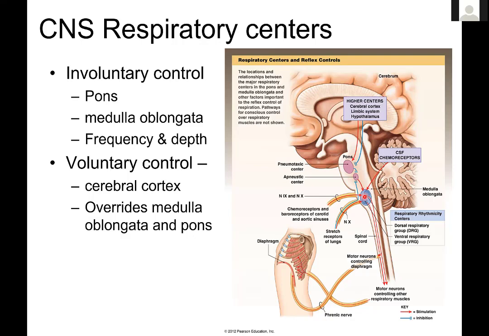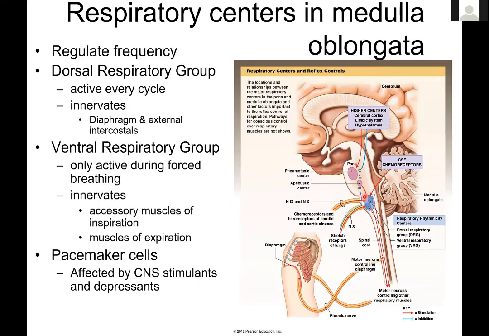So let's first have a closer look at the medullary respiratory centers. The respiratory centers in the medulla oblongata are going to regulate frequency. So basically you have these little populations in the medulla, and they're the dorsal and ventral respiratory group, respectively. So two nuclei, meaning cell bodies, right? The dorsal respiratory group is a group of neurons that is active every single cycle. And if you look at what it innervates, you'll find that it innervates the diaphragm and external intercostals.